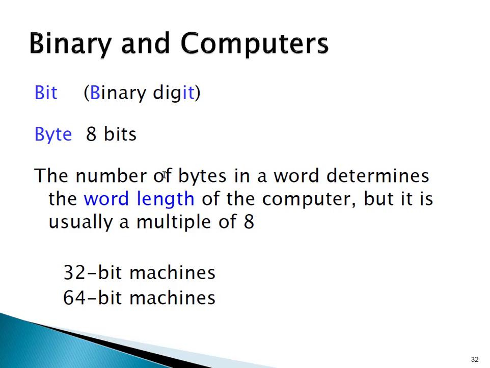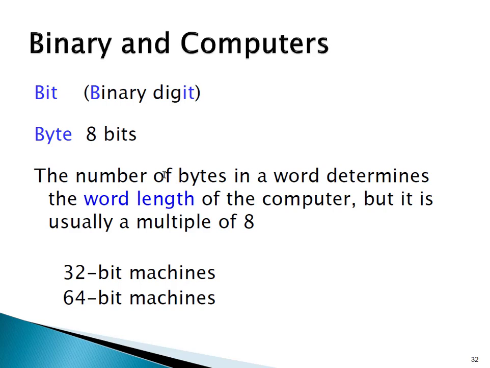So this last slide is just talking about what a bit is. So you've heard the word bit before. It just stands for binary digit, and a byte is made up of 8 bits. And a bit is just a variable that can take the form of a 0 or 1. And that's all it is. The number of bytes in a word determines the word length. So you've heard of the word length before. You might not know what it meant before, but all it means is the word length of the computer.